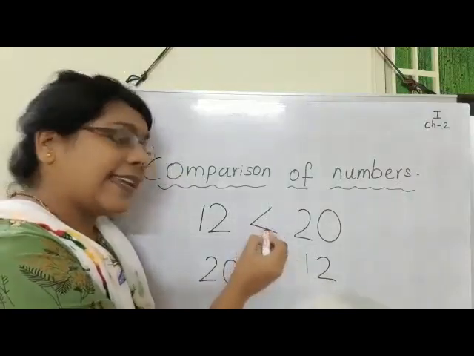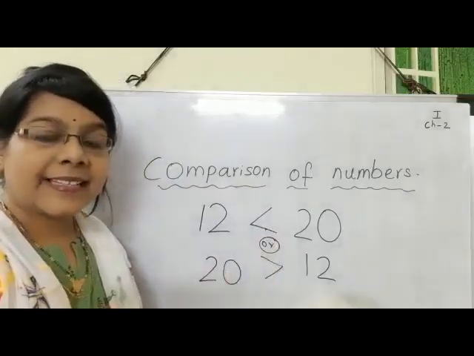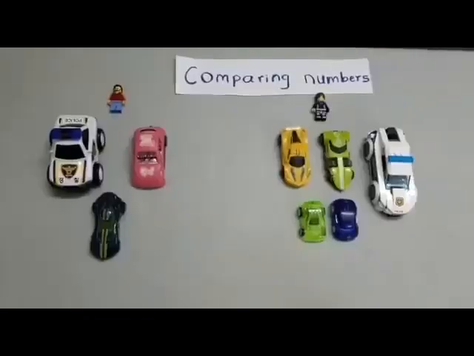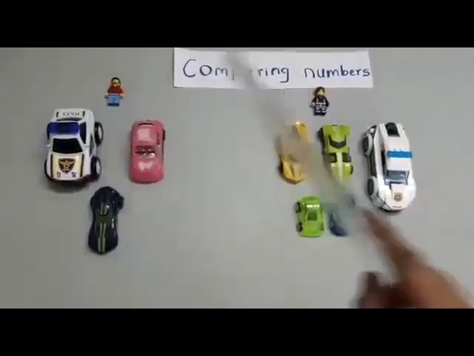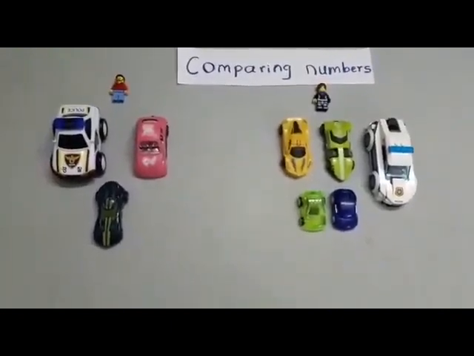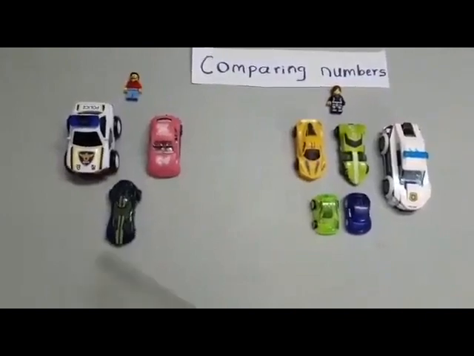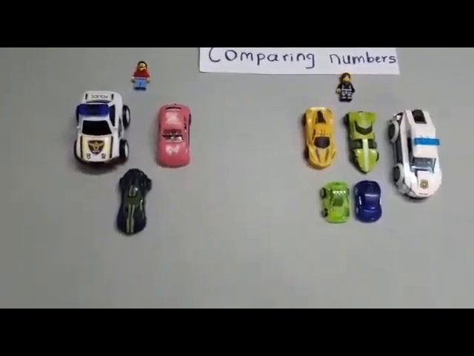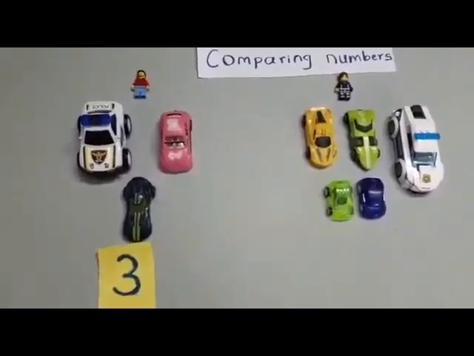This is less than symbol and this is greater than symbol. Okay? Once there were two friends, Ram and Raj. They had few toy cars. Children, how many toy cars Ram had? Yes, you're right. Ram had 3 toy cars.